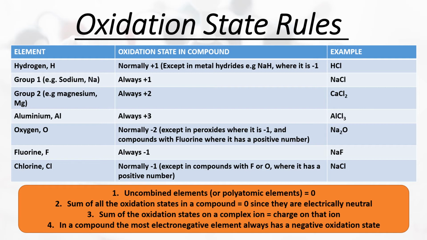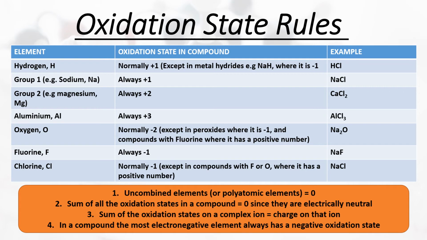And as we said, the sum of all the oxidation states in a neutral compound must equal 0. If we have an overall electrically neutral compound, our oxidation states must add up to 0. If we have an ion, then the sum of the oxidation states of that complex ion must equal the charge on that ion. So if our ion has an overall +1 charge, the sum of the oxidation states must come to +1. If our ion has an overall charge of 2-, our oxidation state sum must come to -2. And generally, in a compound, the most electronegative element has the most negative oxidation state.